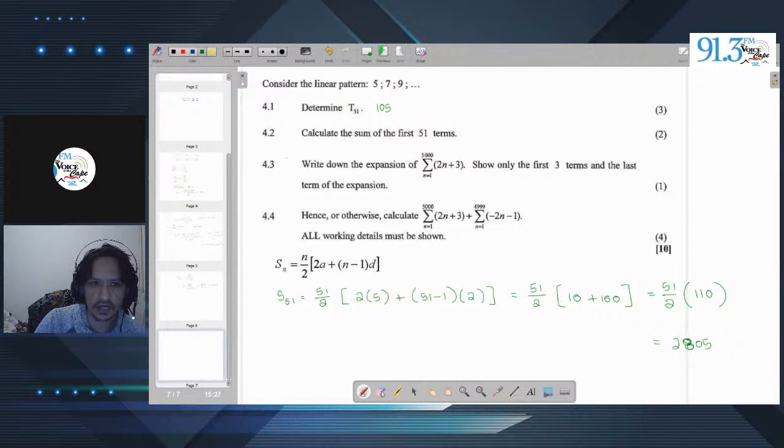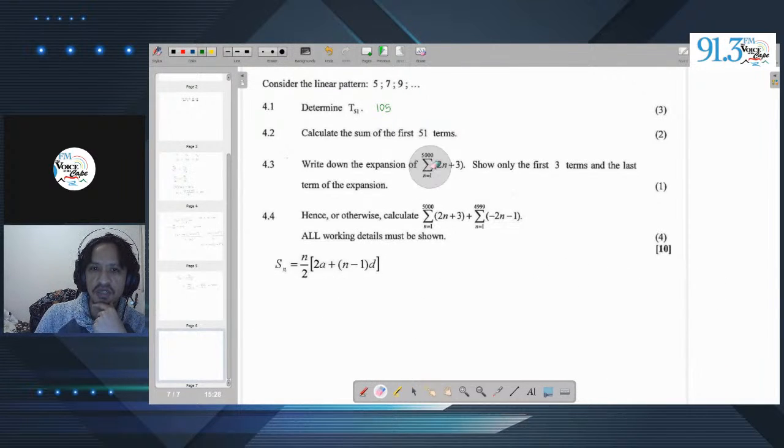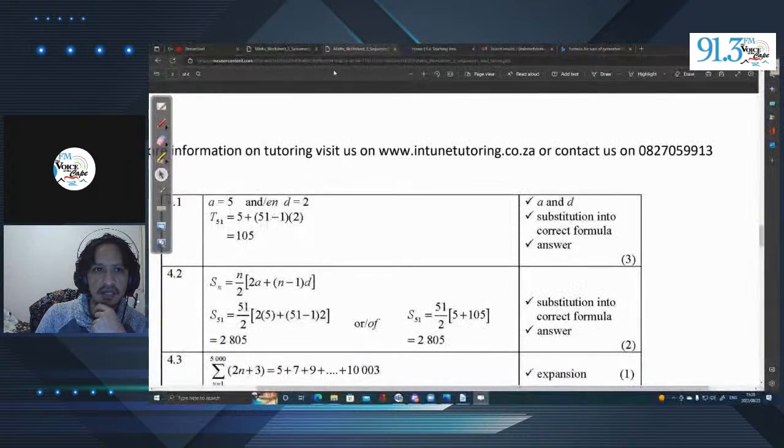Okay, now the next one, 4.3. Write down the expansion of the sum of 2n plus 3, right? So starting at the value of 1, going all the way to 5,000. Show only the first 3 terms and the last term of the expansion. Okay, so this might throw you off when you see things in summation formula, but don't allow that to throw you off. Let us take a look here.